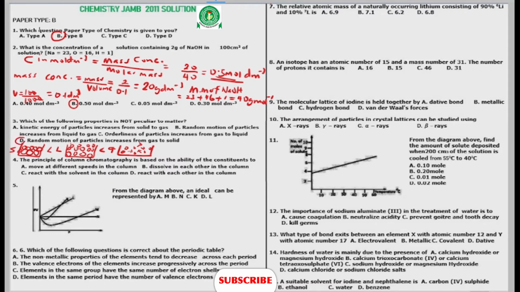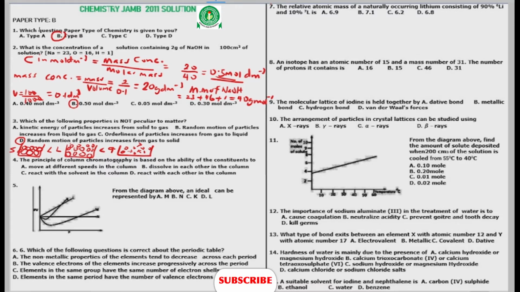So this is not peculiar to matter. Now, the question says the principle of polar chromatography is based on the ability of the constituents to: A, move at different speed in the column; B, dissolve each other in the column; C, react with solvent in the column; D, react with each other in the column.